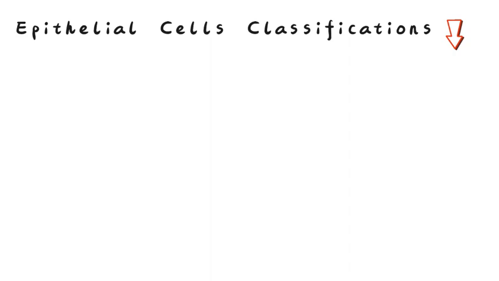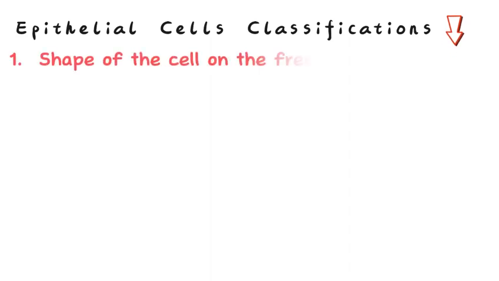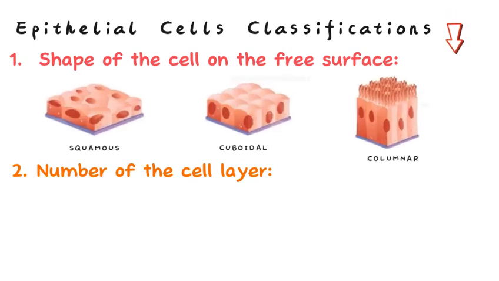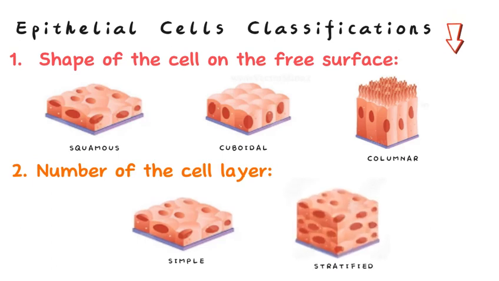Epithelial cells can be classified via the shape of the cell on the free surface or the number of cell layers. The shape of the cell on the free surface can either be squamous, cuboidal, or columnar. The number of cell layers can either be simple or stratified.